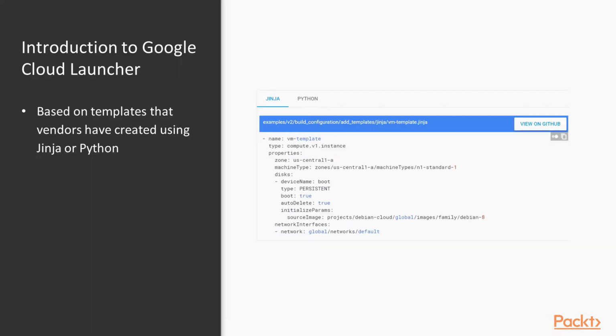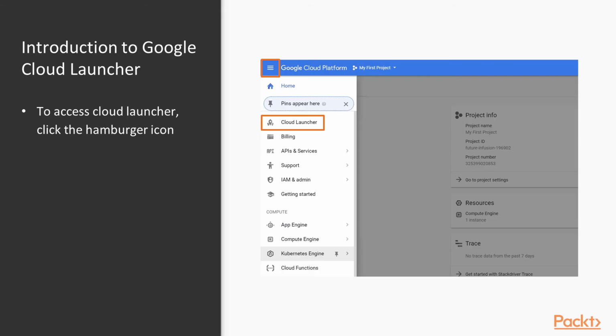software stacks. Google Cloud Launcher is based on templates that vendors have created using Jinja or Python, and Jinja is a derivative of Python. Here's what a basic template looks like in Jinja, and I really just stole this off the GCP documentation. But you get the idea, it's not really that complicated.